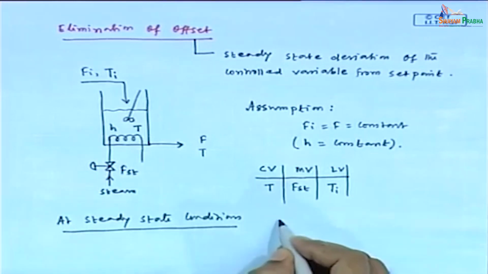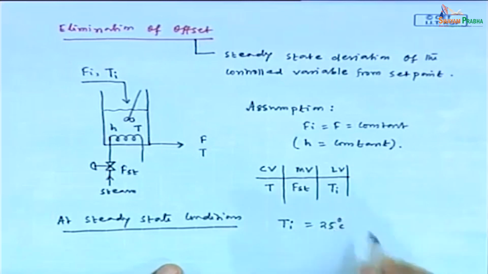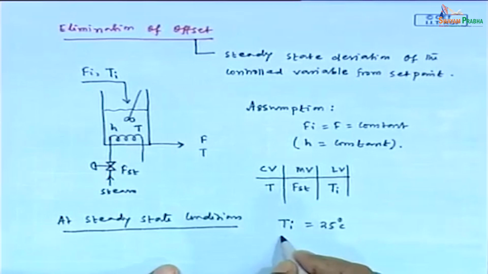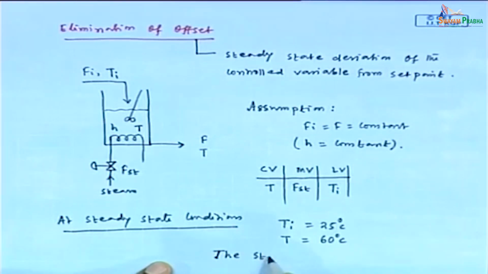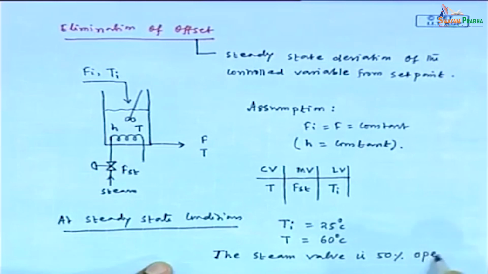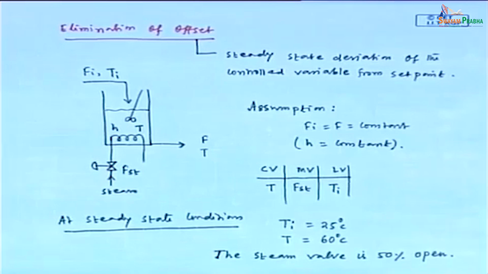Now, we are considering the steady state conditions as Ti equals 25 degrees Celsius, T 60 degrees Celsius, and at steady state the steam valve is 50% open. These are steady state conditions.